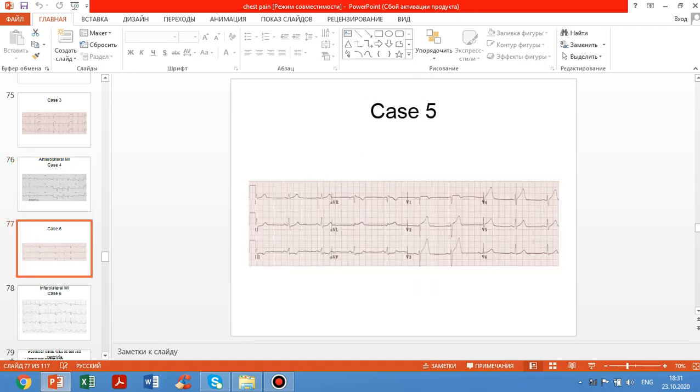You can see the same changes in the slide like ST elevation in first, AVL and from V1, V2, V3, V4, V5 and V6 leads. This is the anterolateral myocardial infarction, and the reciprocal changes like ST depression you can see in the third and AVF leads.